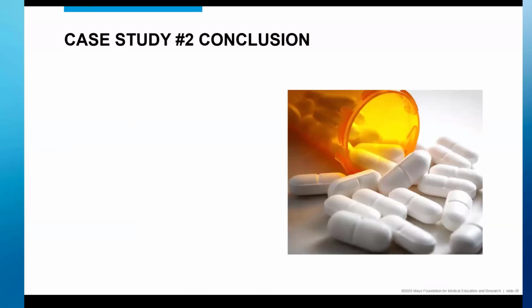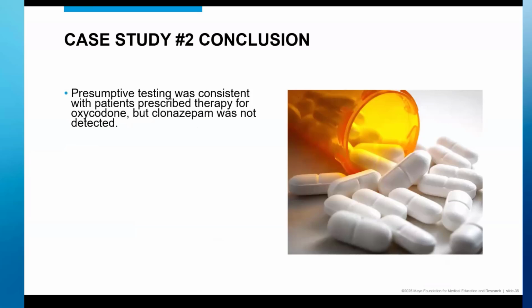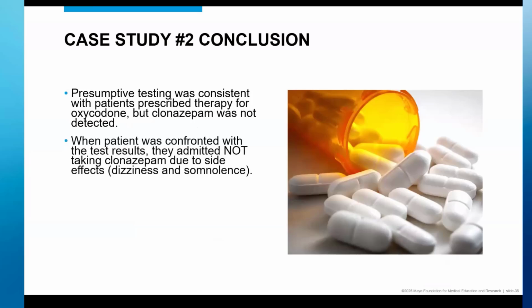So in conclusion, for our case study for patient number 2, our presumptive testing was consistent with them taking their oxycodone. But remember, we did not find clonazepam. And so how does a physician use this? They use this by having a conversation with their patient. Remember, this isn't punitive, but rather a way to have positive reinforcement and conversation with our patients. When the patient was confronted that it looks like they're only taking oxycodone and not clonazepam, they did admit they stopped taking the clonazepam because they were getting dizziness side effects that they attributed to it, and it is a known side effect of clonazepam. Patients tend to self-titrate themselves off medications when they experience adverse drug effects.